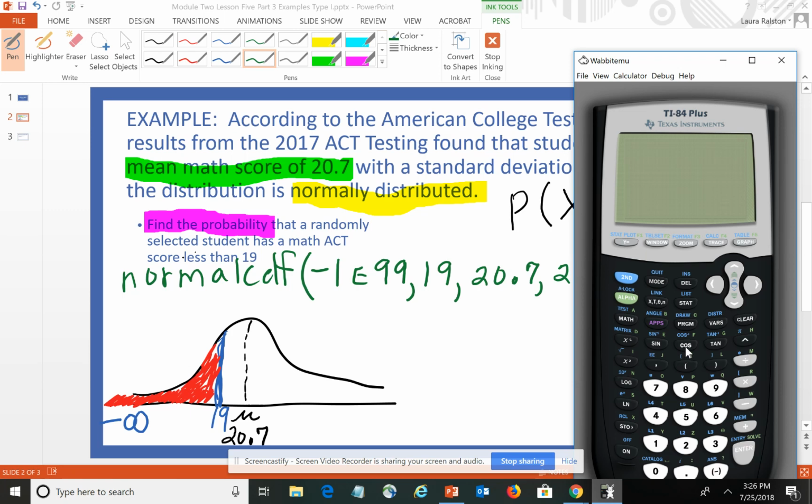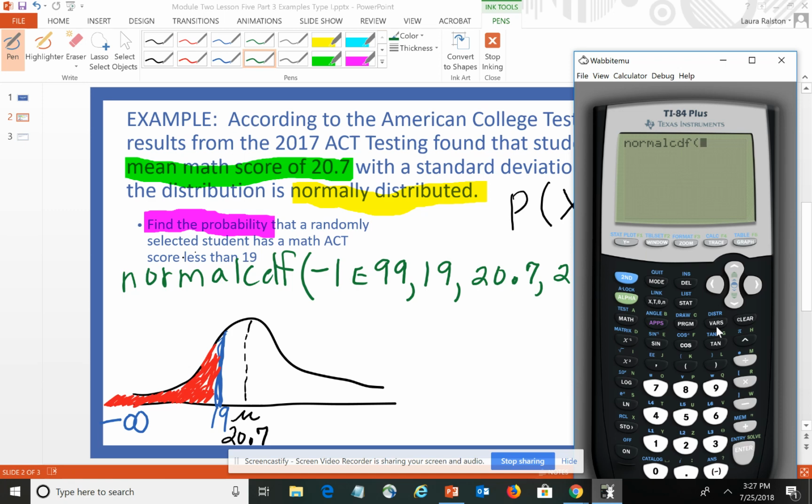Okay, remember to get to our command, it is the blue second button, so we press the blue second button, and then the button that says VARS next to the clear button, which we're really pulling up our distribution list. We're using option number 2, our normal CDF.